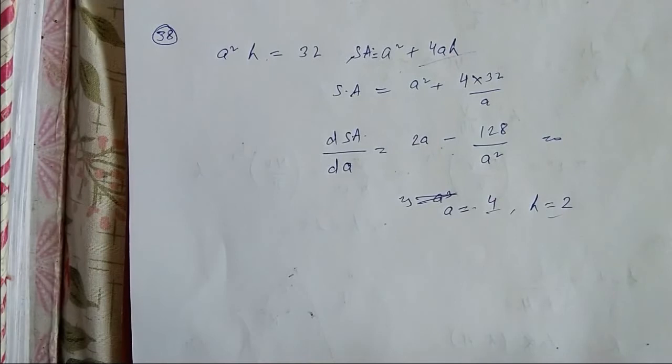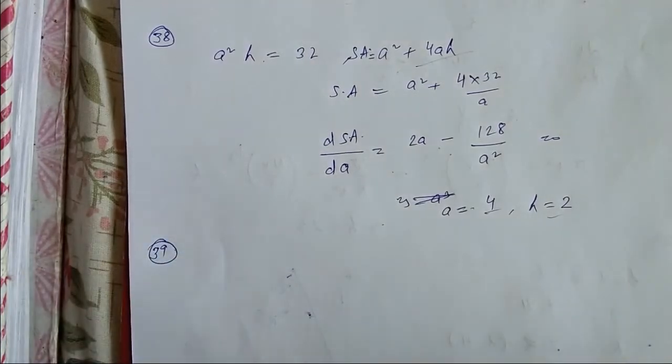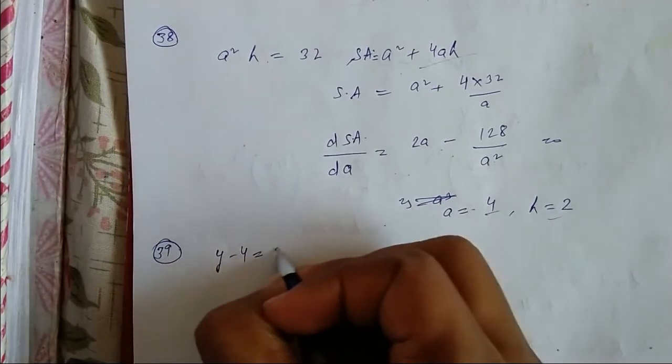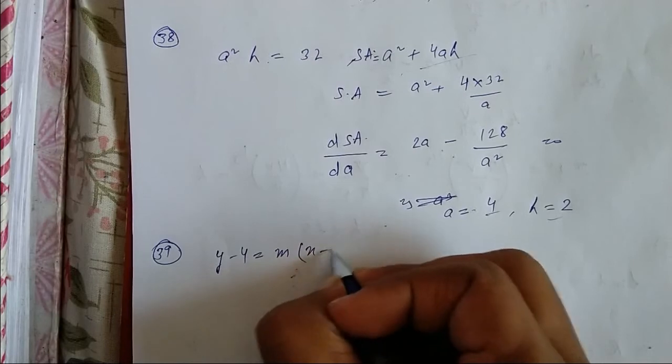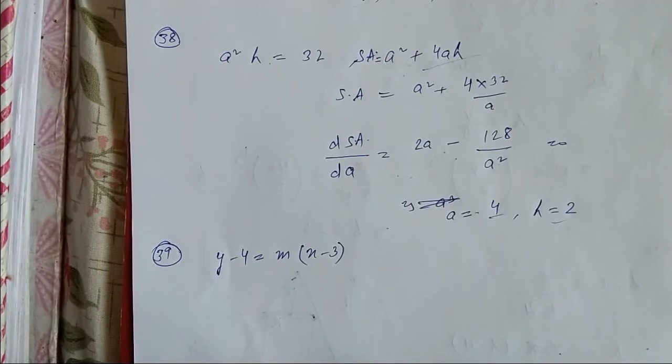Moving on to the next question, question number 39. The least area of the triangle formed by a line through (3, 4) and the coordinate axes is. We have already done these types of questions in coordinate geometry, straight lines. So let the line be y minus y1 is equal to m(x minus 3). So first of all, this question needs to be reframed because the minimum area would be 0.